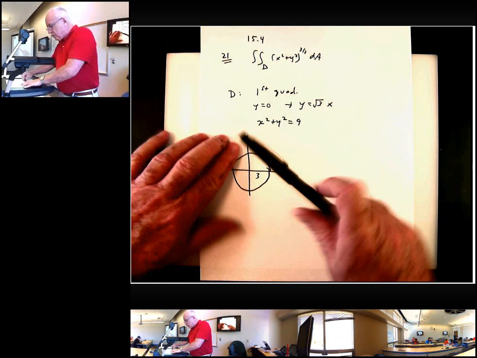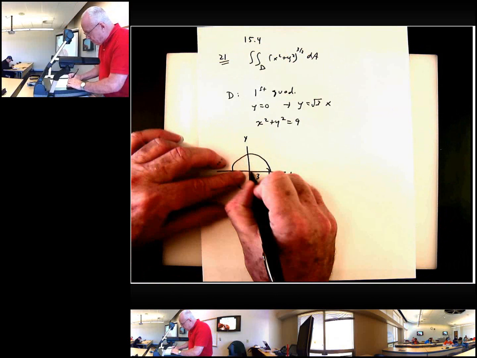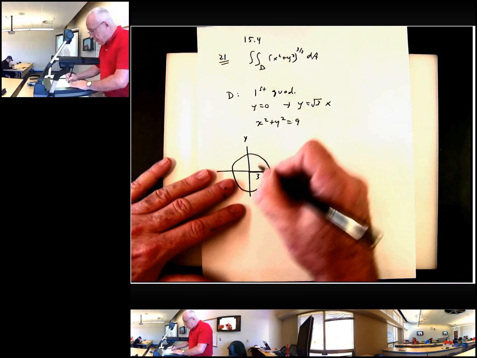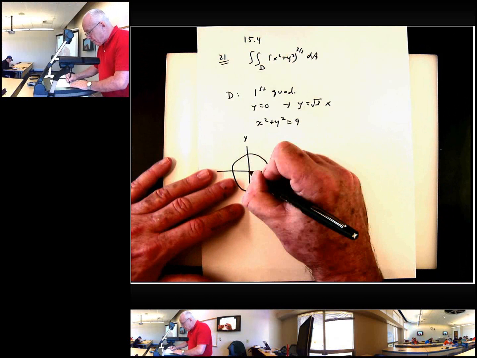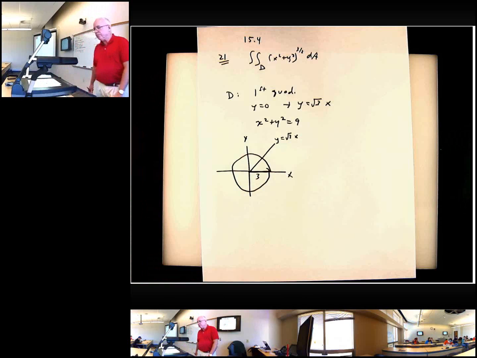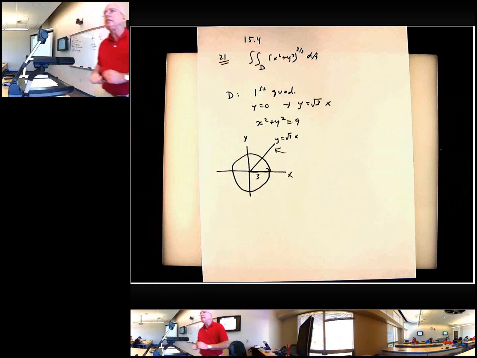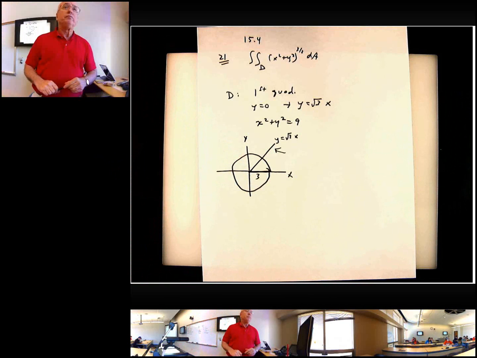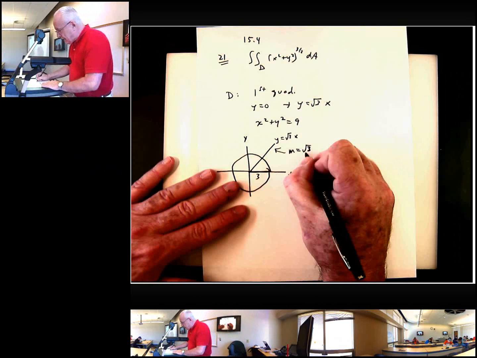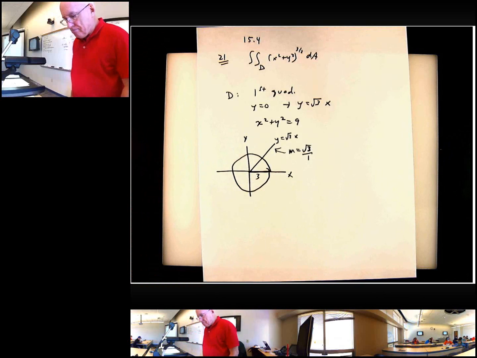Now, it's in the first quadrant, so we know we're going to just be looking up here. And now y goes from 0, so here's y equals 0, to y equals the square root of 3 times x. So basically, this is a straight line going out like this. Now, what is the slope of that line that I just drew? Right. m is equal to the square root of 3, or we can look at it as the square root of 3 divided by 1. Okay.